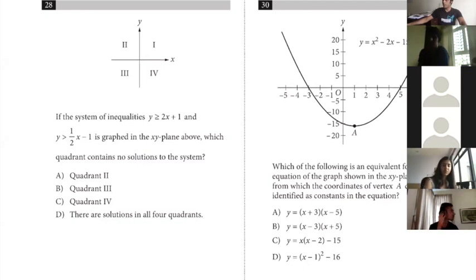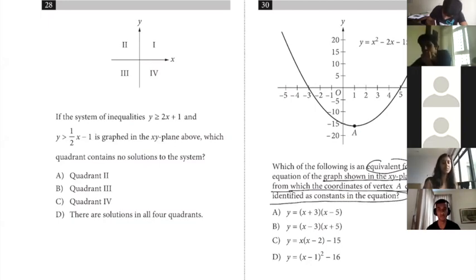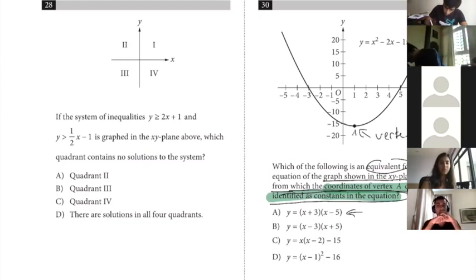All right, I'm going to unfold here. Okay, so when you read the question, you have a graph in the XY plane. So you want to know what's the equivalent form. But you also want to know from which the coordinates of the vertex A can be identified as constants in the equation. This is very important. Coordinates of vertex A can be identified as constants in the equation. So if you chose A, you cannot identify the coordinates of the vertex. This is the vertex. If you chose A, you cannot identify it. So you got tricked by a second part of the question. Folks, we cannot keep falling for this. Many of you got A.